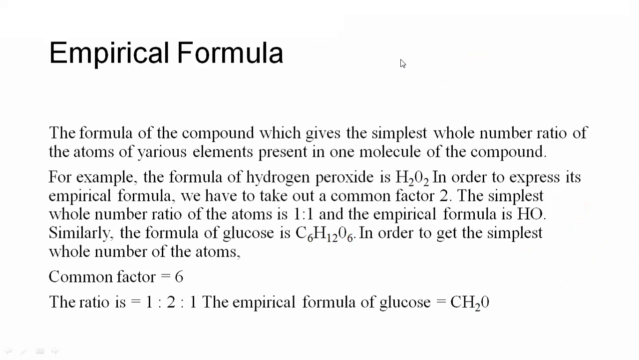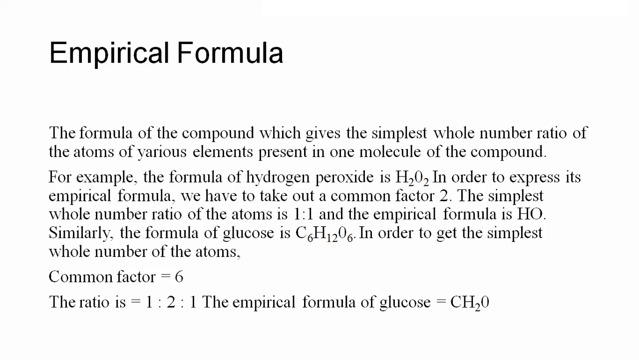Empirical formula and molecular formula. What do we mean by empirical formula? It is the formula of the compound which gives the simplest whole number ratio of atoms of various elements present in one molecule of the compound. For example, the formula of hydrogen peroxide is H2O2. In order to express its empirical formula, we take out the common factor 2. The simplest whole number ratio is 1:1. Therefore, the empirical formula will be HO.